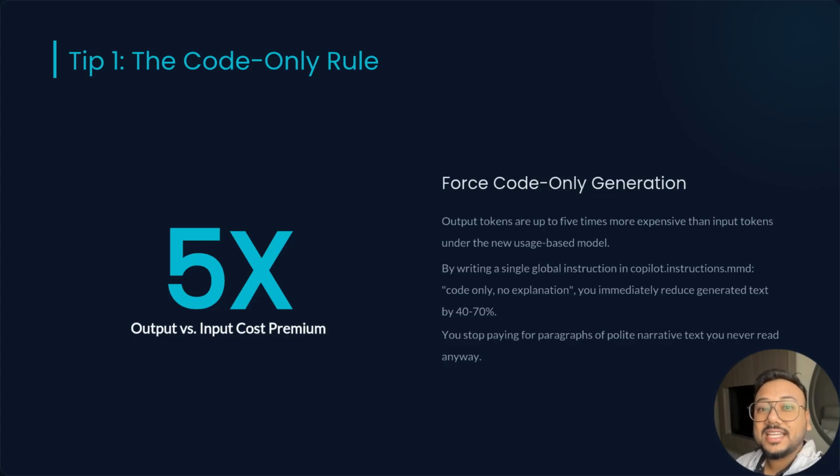The fix is ridiculously easy. Open your project's global copilot.instructions.md file and add this single instruction. Code only, no explanation. Boom. That single line instantly slashes your output volume by 40% to 70% on every single code generation task. You set it once and it saves you money on every developer call forever.